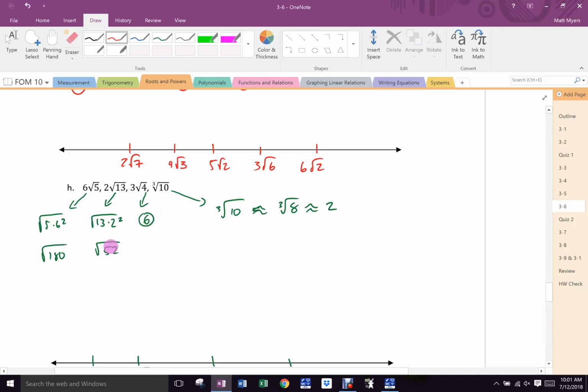This is the square root of 52. And this is the square root of 180. They're obviously the big ones, so they're out on the right.